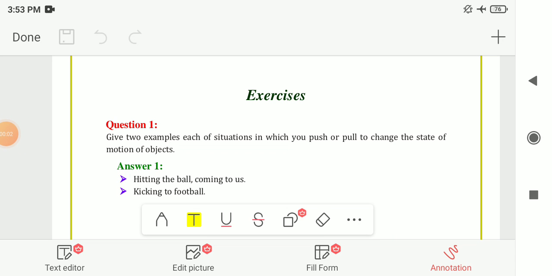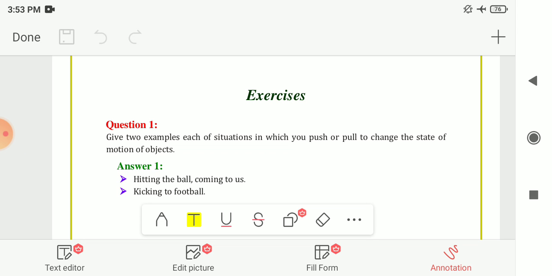Hello students, in this video we are going to solve the textbook exercise for chapter number 11. The chapter name is Force and Pressure. Class 8, Subject Science, NCERT.